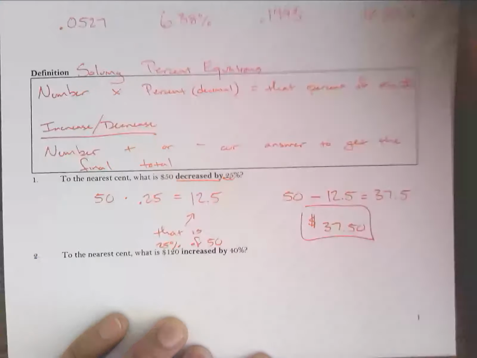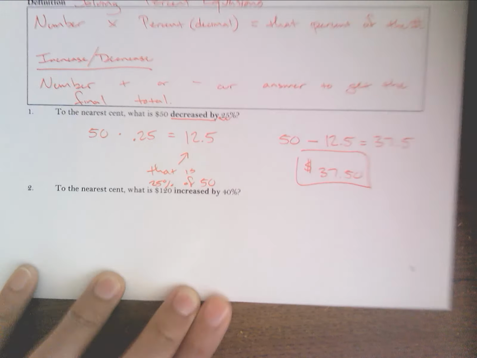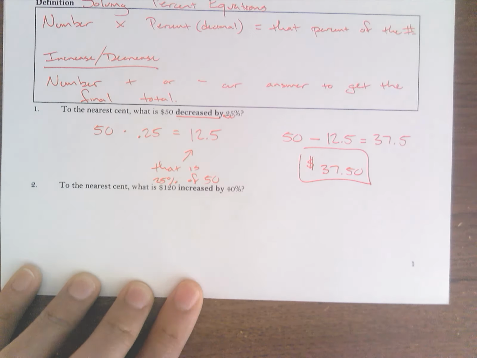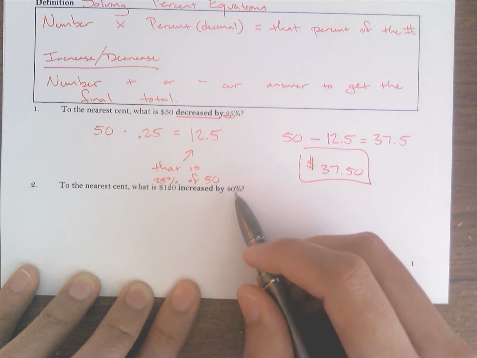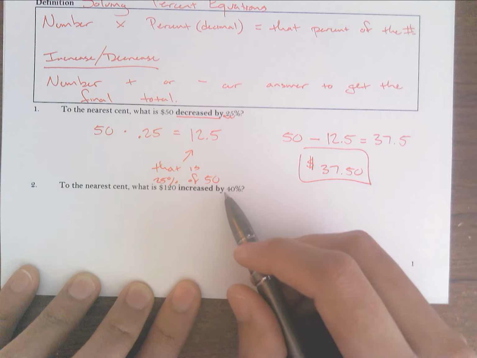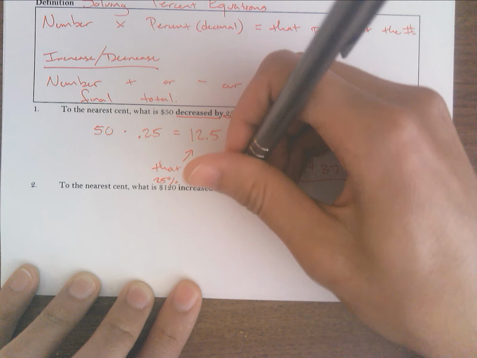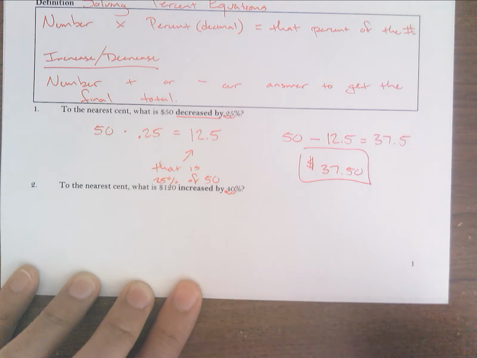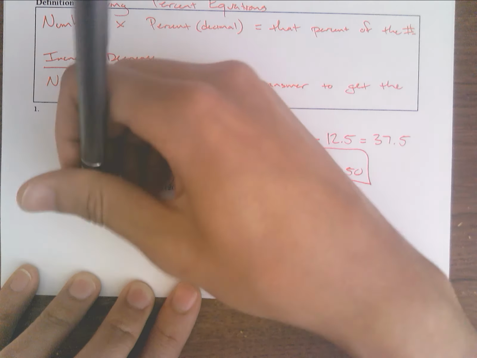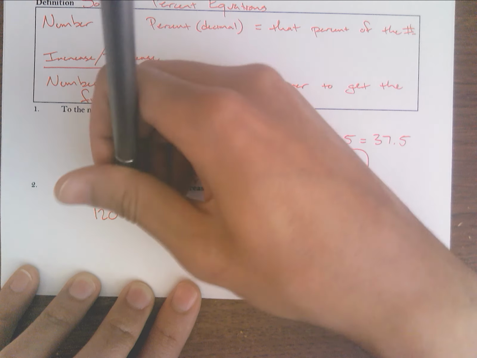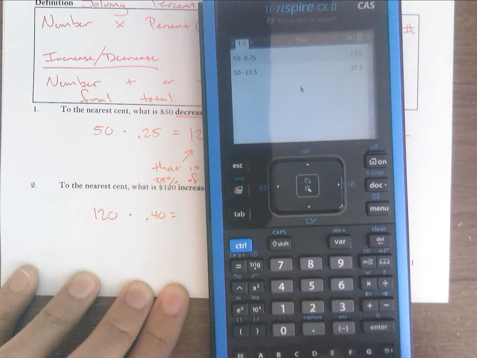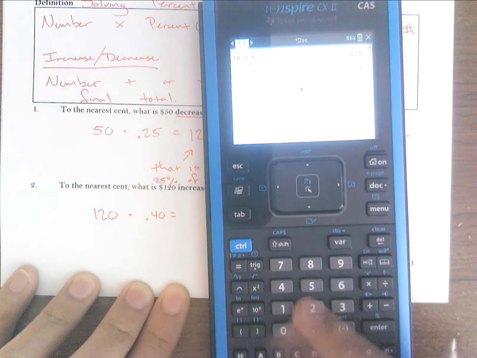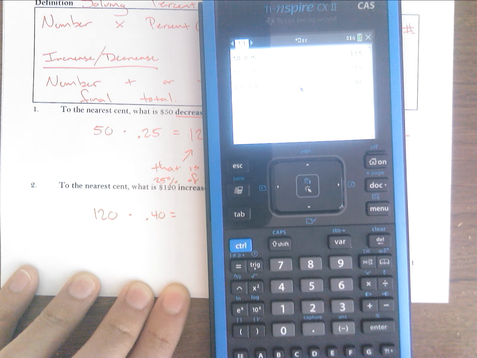All right, let's try another. So here we have $120, and I want to increase that by 40%. So we're going to take our 40%, and convert that into a decimal. So we're going to move the decimal place over to the left 2 places, 1, 2. So we have 0.40. So now we're going to take our 120 times 0.40 and see what that is. So 120 times 0.40 gives us 48.